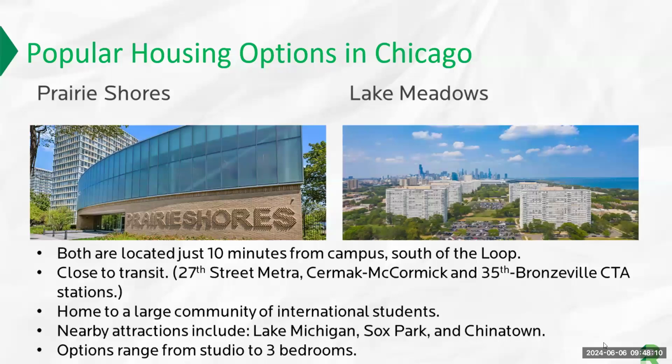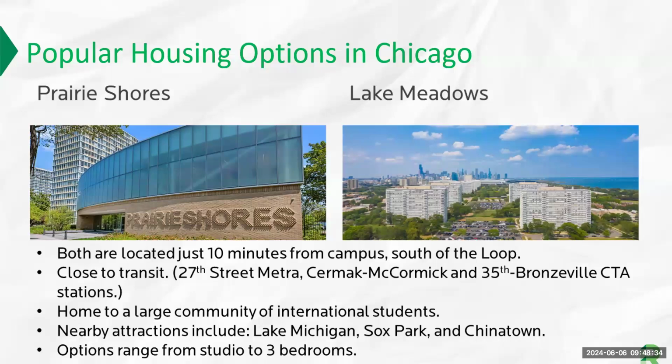And these are just some of the popular housing options that are off campus. A lot of our students like to live in Prairie Shores and Lake Meadows just because of their proximity to the Loop. They're just about 10 minutes from campus. They're close to transit. We have a couple of stations at our Metra, which is our commuter rail, and then our CTA, which is our public transit.